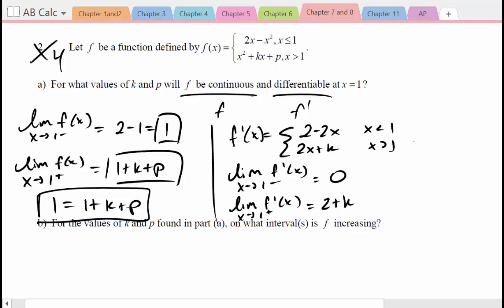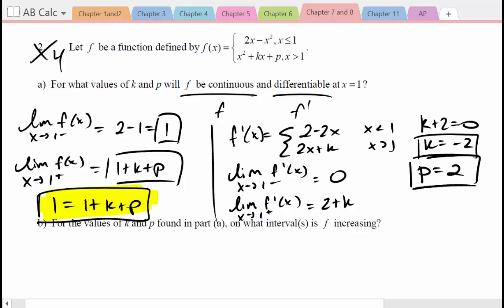Therefore, k plus 2 equals 0, so k equals negative 2. If I plug k equals negative 2 back into the original equation that I have, which is this one, then we know p is going to equal 2, and we are done.